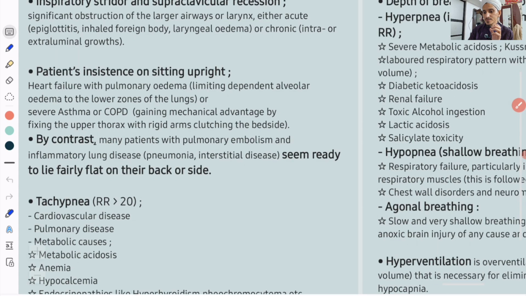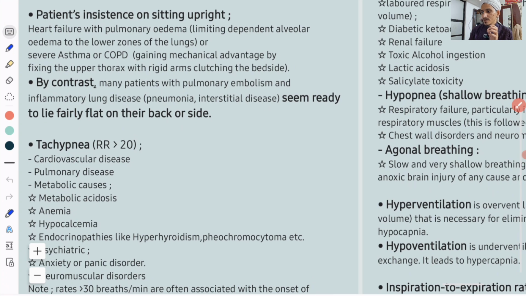Now, the patient is insisting on sitting upright. He is not agreeing to lie down; he is preferring to sit upright. What does that indicate? That indicates either cardiac disease or severe pulmonary disease. That is nothing but orthopnea.